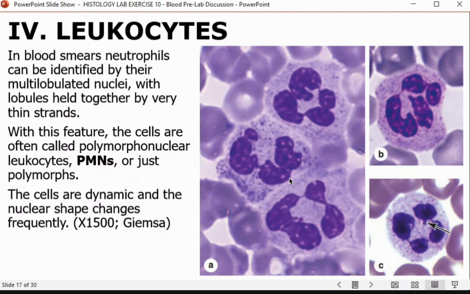Now, because they have many lobes, because of this feature, they are also called polymorphonuclear leukocytes, or PMNs, or polymorphs. What does that word mean? Poly meaning many, morpho meaning shape, but in this case lobes, and nuclear. So many lobe nuclear, diba? Your leukocyte, your white blood, your neutrophils. That's why we call them your PMNs.